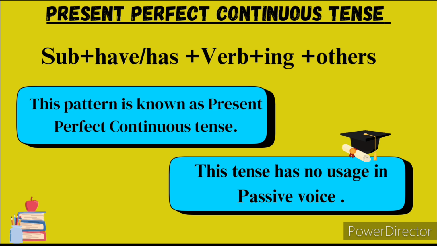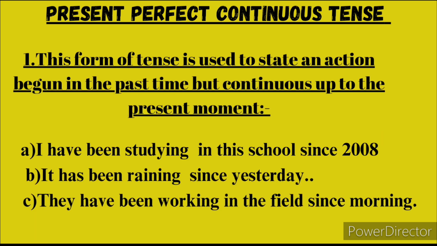Present perfect continuous tense. Subject plus have/has plus been plus verb plus ing plus others. This pattern is known as present perfect continuous tense. This tense has no use in passive voice. There is no passive voice of this tense, especially present perfect continuous.